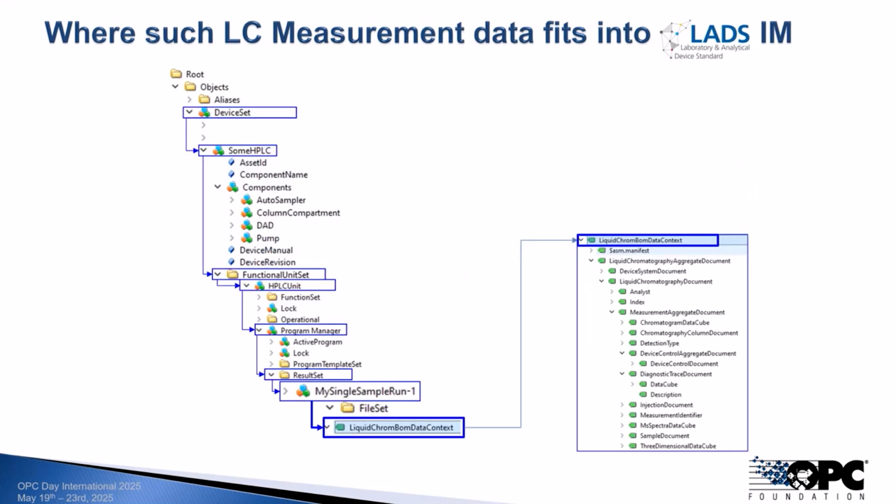So how would such data fit into the LADS information model? You see here the structure of a LADS OPC UA server, and the Allotrope information would be placed into the results set folder as shown.